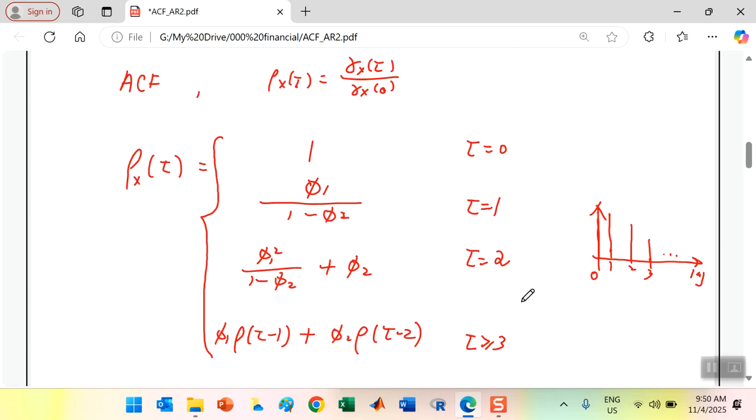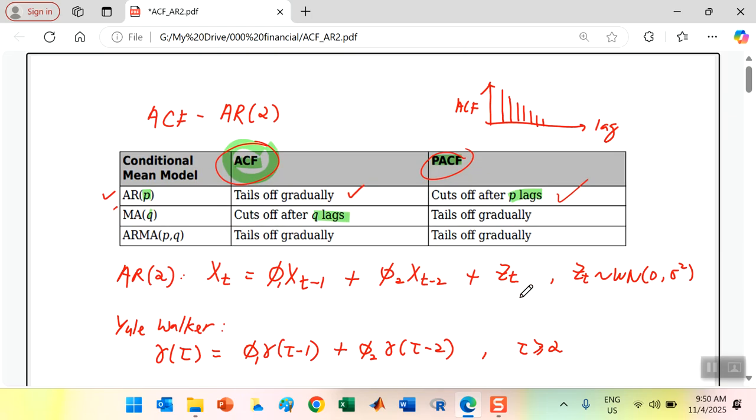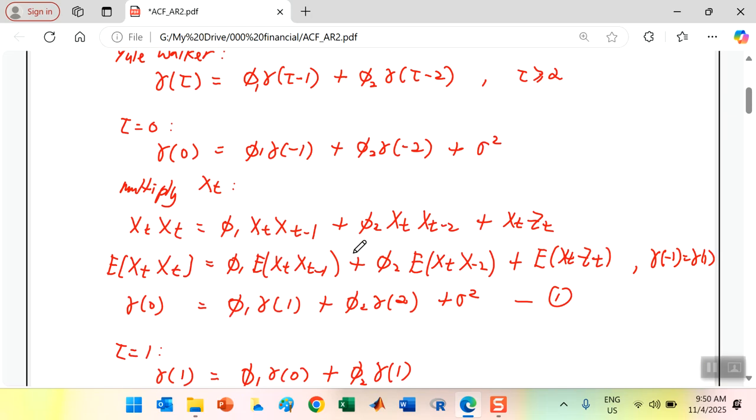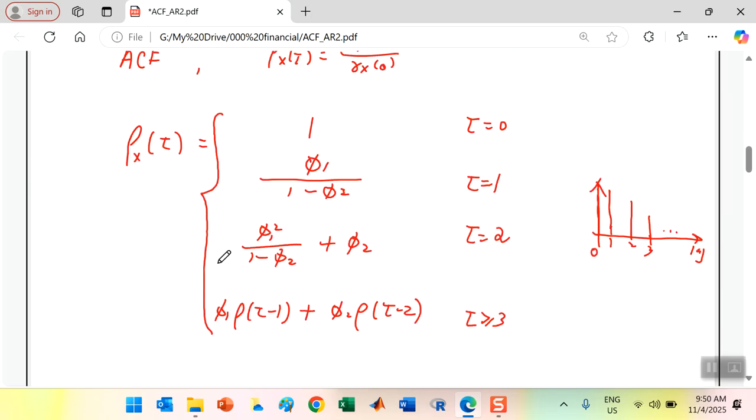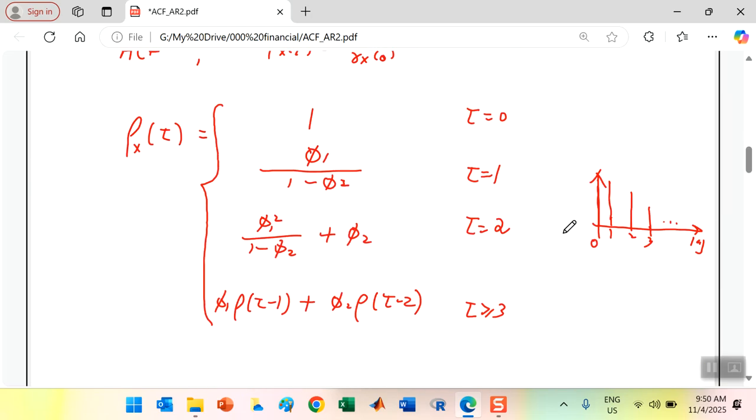Okay, guys. So this is using the Yule-Walker to determine the ACF for AR2. Okay? So you have a gradual reduction or decay of the ACF, okay? This is over time. Okay? So getting less and less and less. Okay, guys. So this is the ACF for AR2. Analytically, this is how you derive it.